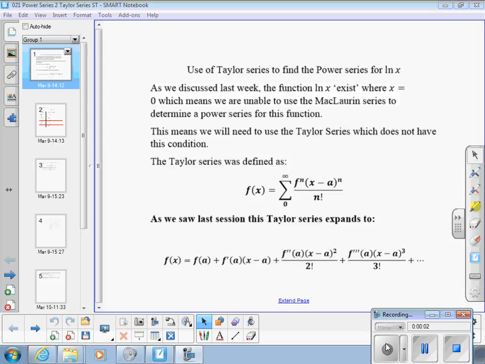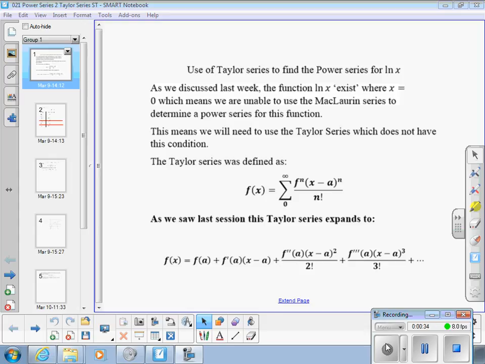Following on from last week, where we looked at Maclaurin series, we're going to have a look at the Taylor series to find the power series for ln x. Remember, ln x was one we couldn't do last week because it didn't exist where x is equal to 0. The Maclaurin series is a special case of the Taylor series where you're focusing on x equal to 0.